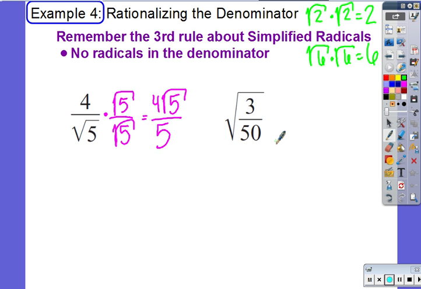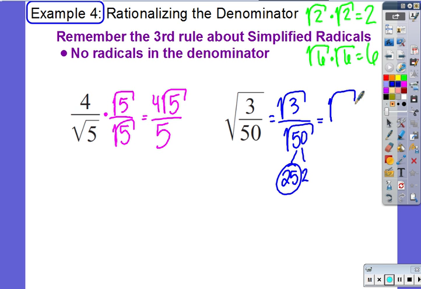What should we do first on this one? Break it up. Yeah, break it up. So we're going to break that into the square root of 3 divided by the square root of 50. I would use the smallest number possible as the special one. So if you can break up this denominator, do it. So 25 and 2. The top stays the same. And what's the denominator going to become? What comes out if you have the square root of 25? 5 times the square root of 2.